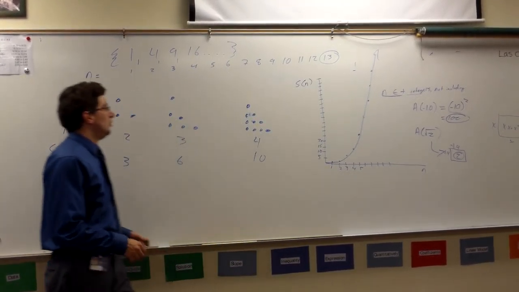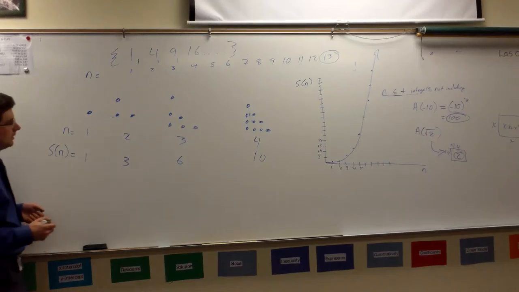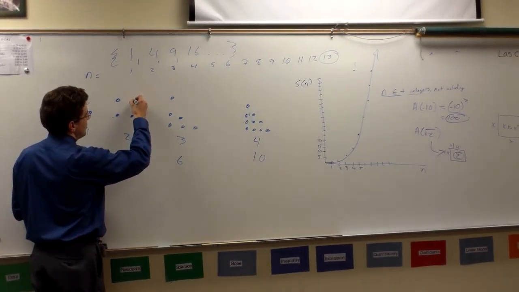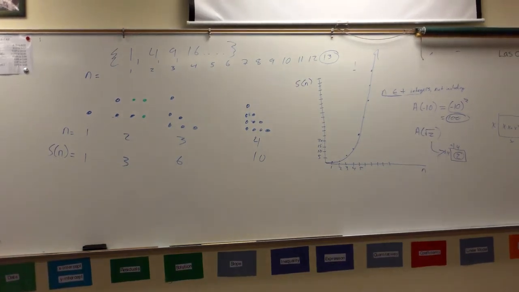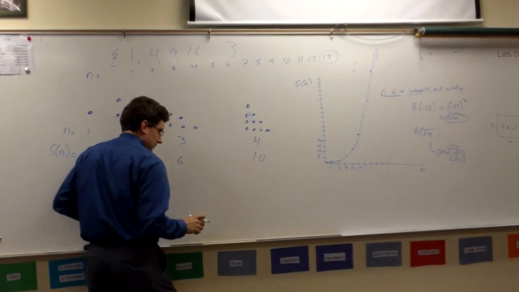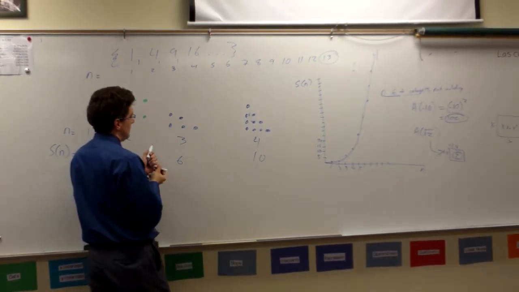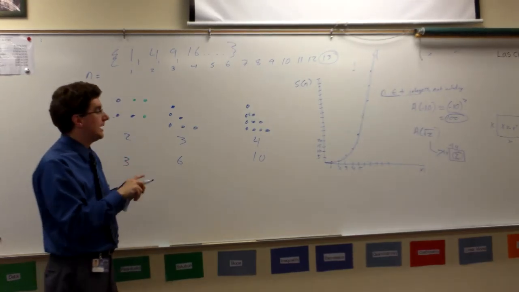So. We've got this pattern, and you're asked to find an equation for it. And this is going to get challenging. Here is a trick. Imagine you could reflect it. Flip it like that. So it's half of a square. And that half is going to come in handy.